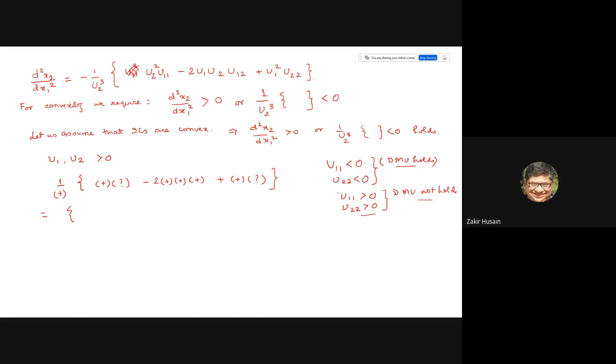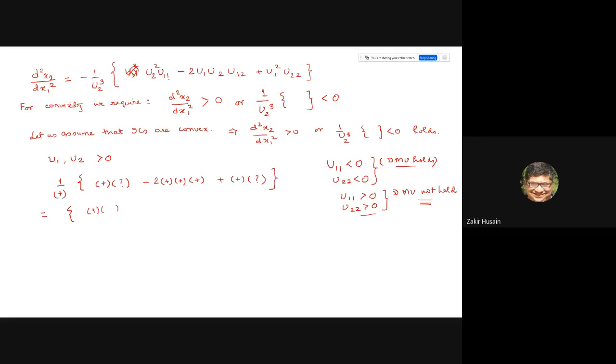Now let us suppose that DMU doesn't hold. In that case, what is the sign of this question mark? Positive. DMU doesn't hold, so U11 will be positive, minus this whole thing is positive. What will it be here? The question mark is positive. So if you look at it, what you have is that summing these two gives positive, minus some negative value.